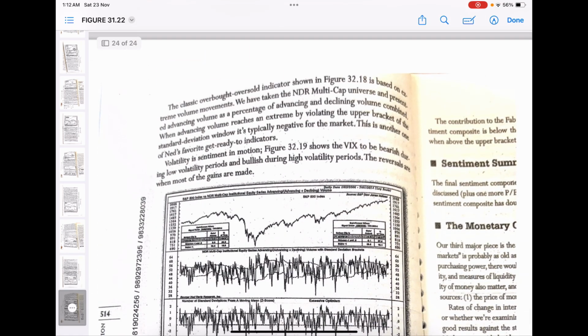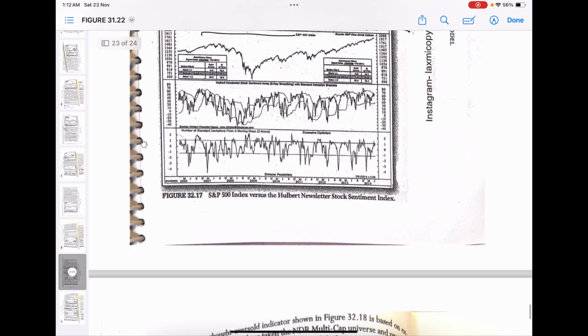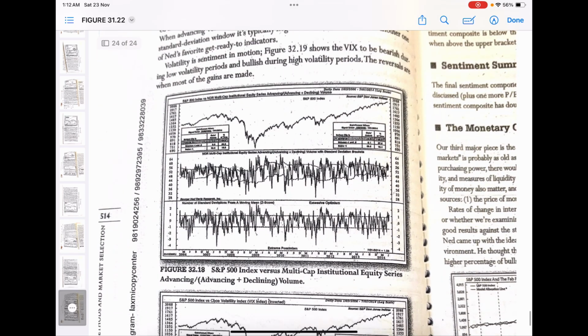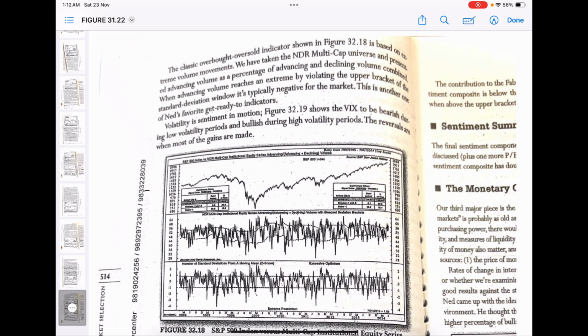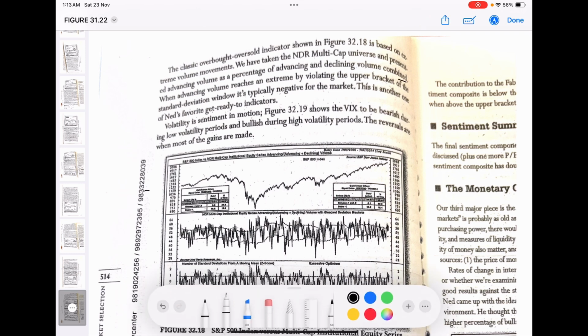Okay, the classic overbought and oversold indicator, shown in figure 32.18, is based on extreme volume movements. We have taken the NDR multi-cap universe and presented advancing volume as a percentage of advancing and declining volume combined. When advancing volume reaches an extreme by violating the upper bracket of the standard deviation window, it's typically negative for the market. Volatility is sentiment in motion.